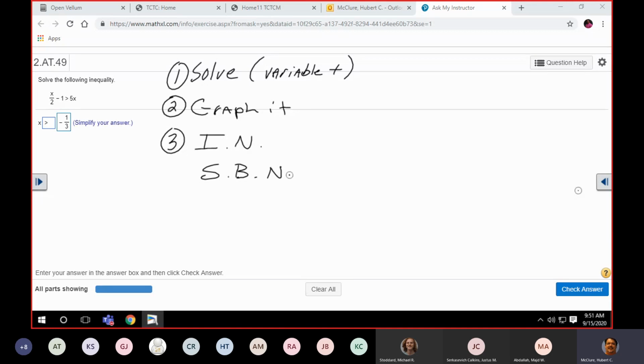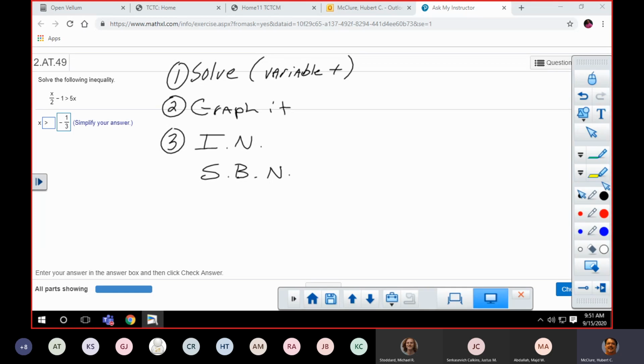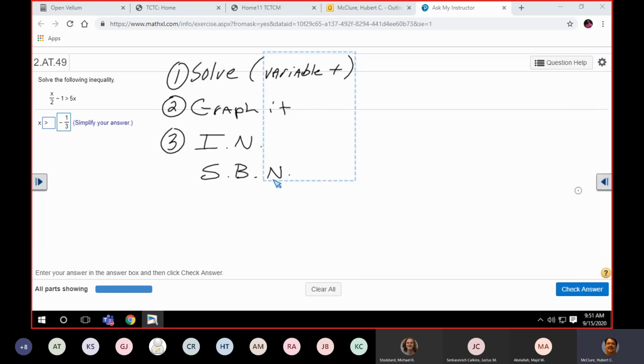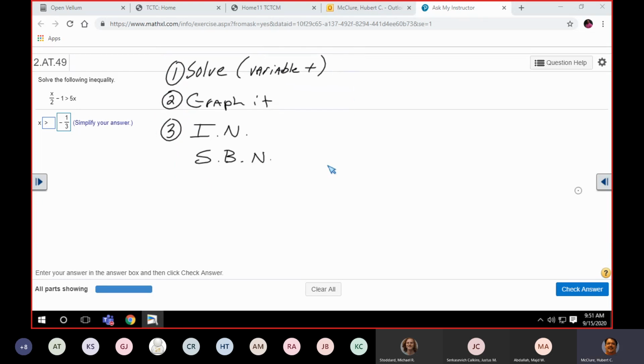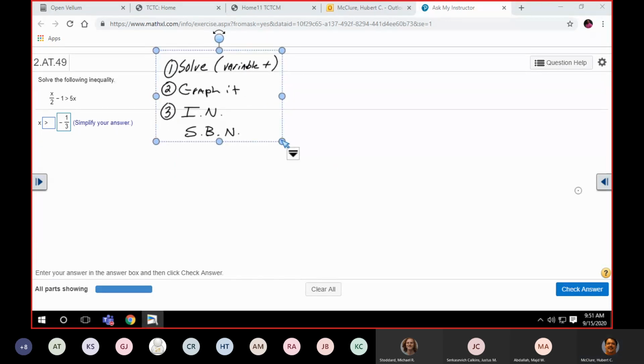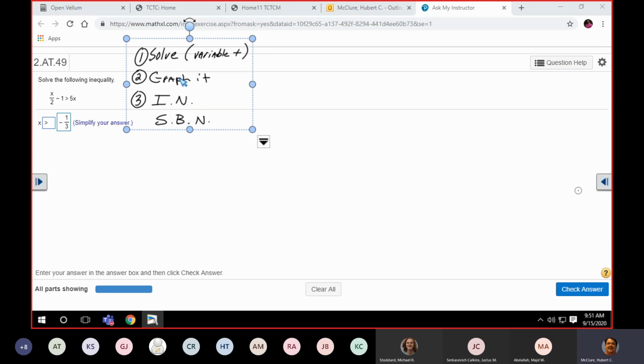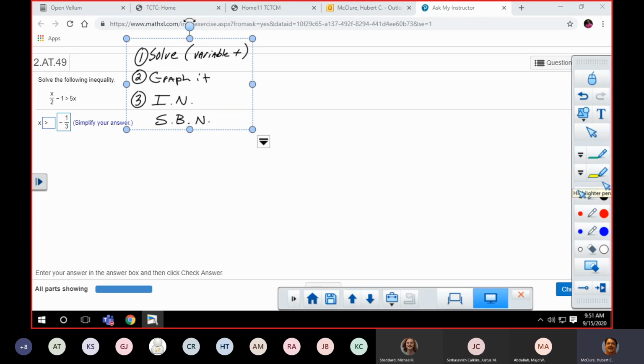Now, anytime you're doing an inequality in my class, as far as homework, or as far as non-test questions, I want you to do all three of those. Because that way, you're getting all that you need to get when you're talking about inequalities. So, with that being said, let's go ahead and solve it.